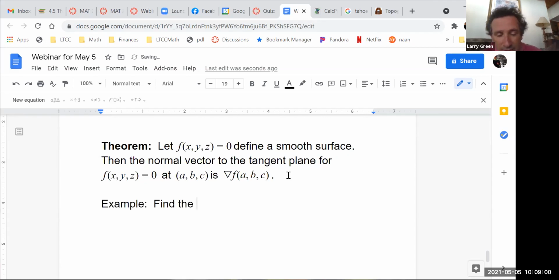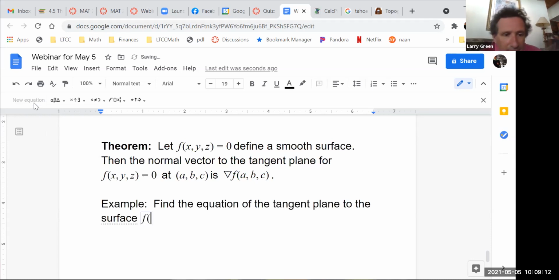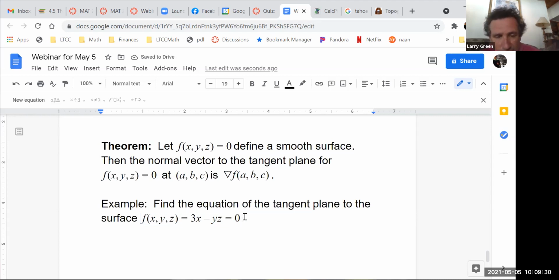find the equation of the tangent plane to the surface f of x comma y comma z equals 3x minus yz equals 0 at the point (1, 3, 1).